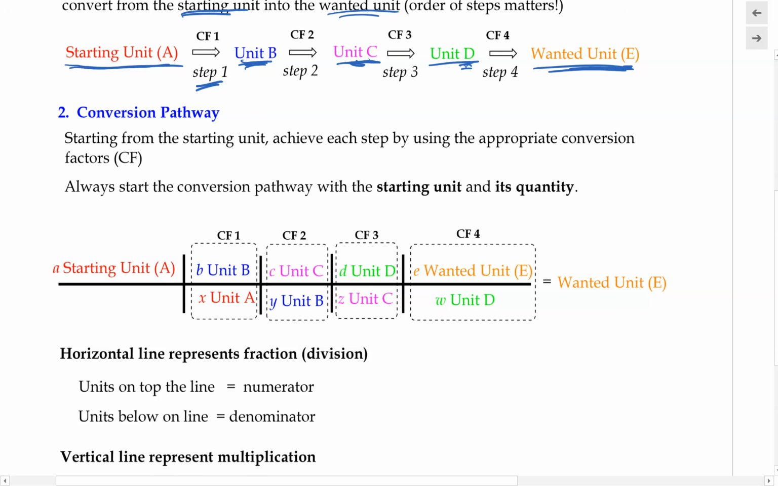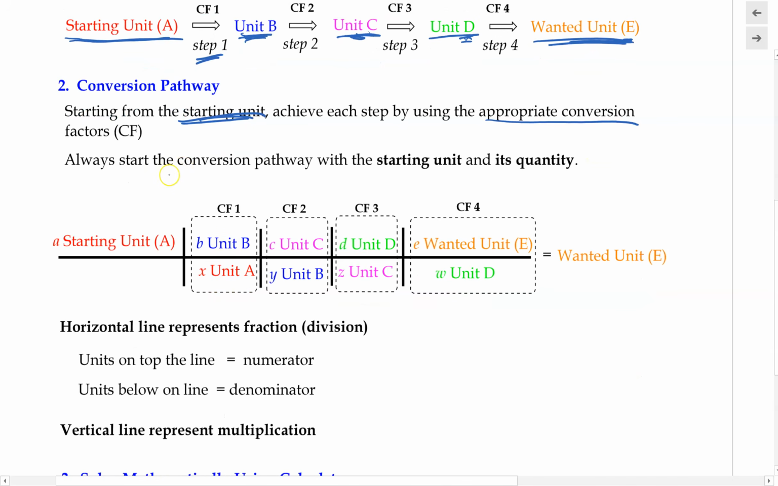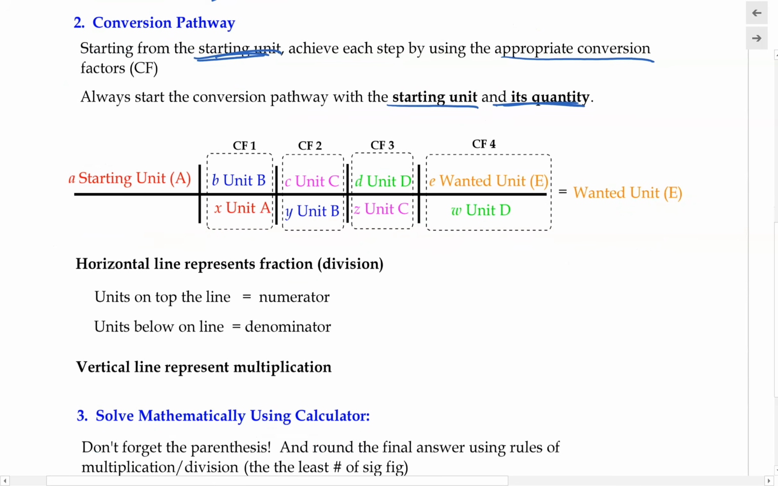In the conversion pathway, you will start out from the starting unit, and then we will be able to achieve the conversion between each of these steps by using the appropriate conversion factor. And we would always start the conversion pathway with the starting unit and the quantity of the starting unit. So again, always start with the starting unit. Just like when we navigate around, we always start at point A, right? Then get to whatever point we need to, but we always have to start with the starting unit and the quantity of the starting unit.